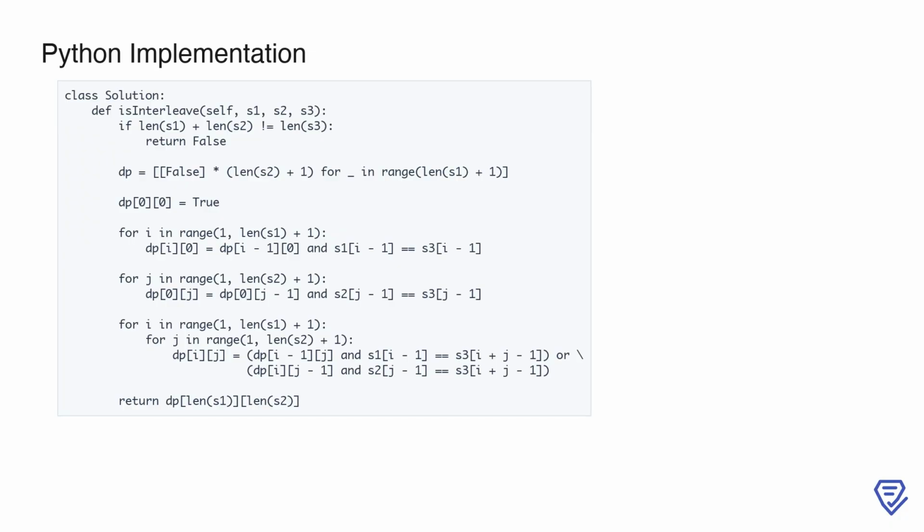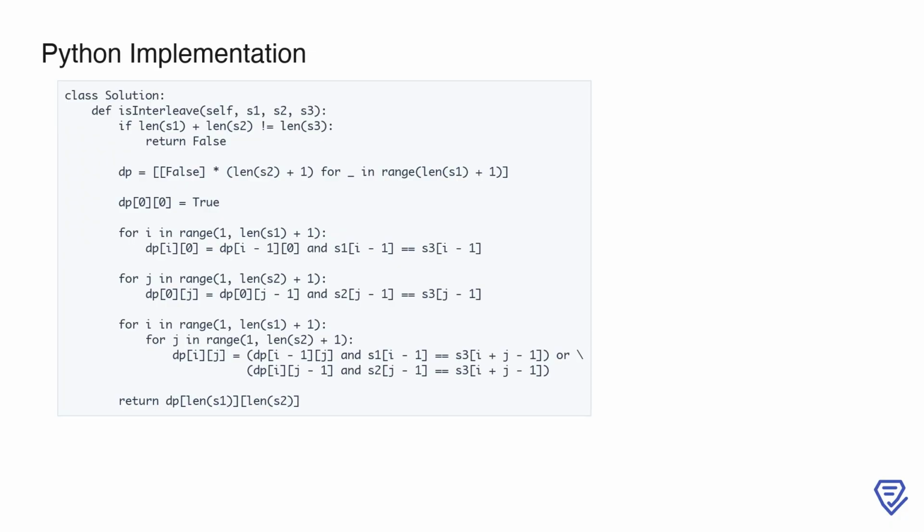2. A 2D DP table DP is initialized. DP[i][j] represents whether the first i characters of S1 and the first j characters of S2 can interleave to form the first i plus j characters of S3. The table is initialized with false values. 3. The base case is handled by setting DP[0][0] equals true, indicating that an empty S1 and S2 can interleave to form an empty S3.